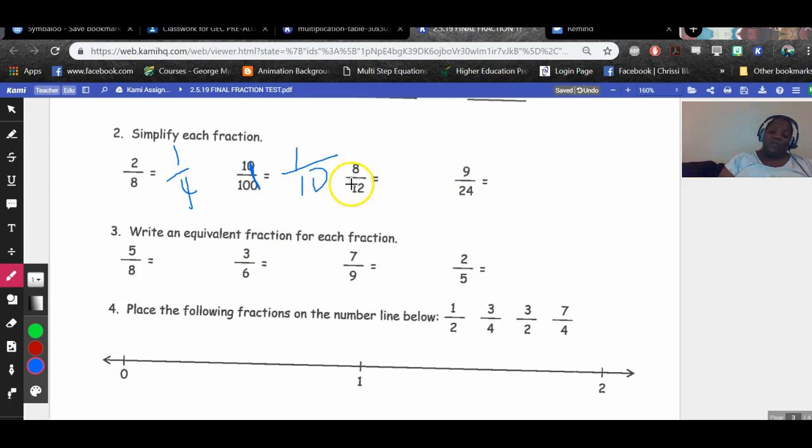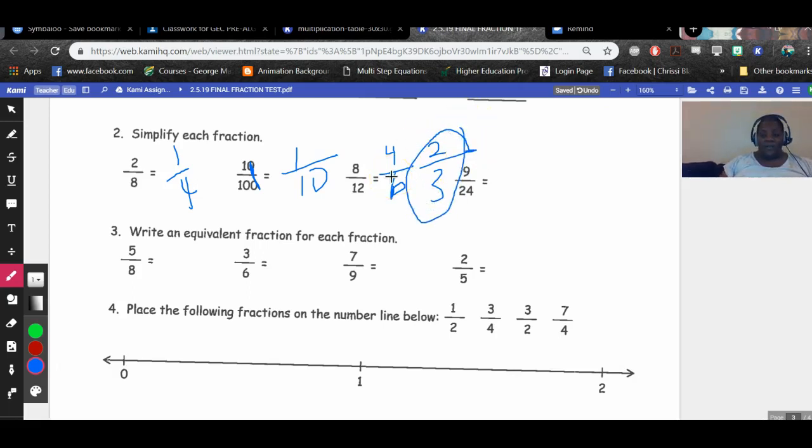From here, I'm going to reduce by 2 again, because they're both even numbers, right? 2 goes into 8 4 times, 2 goes into 12 6 times, right? Remember, those are both still even numbers, so reduce by 2 again. 2 goes into 4 2 times, 2 goes into 6 3 times. Final answer for that one, 2/3.